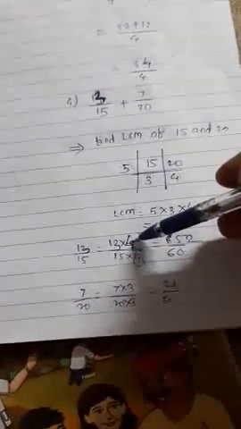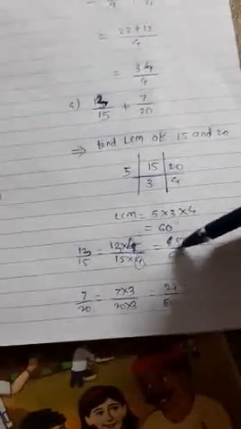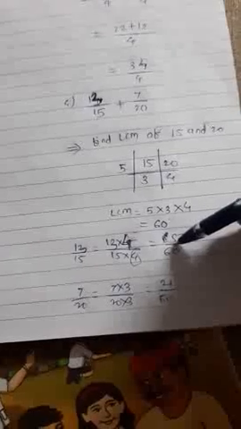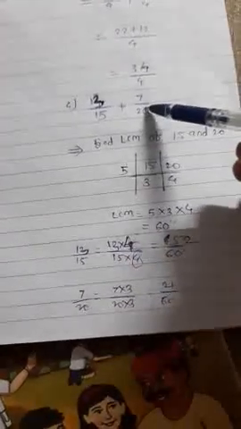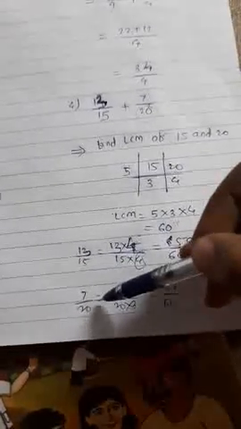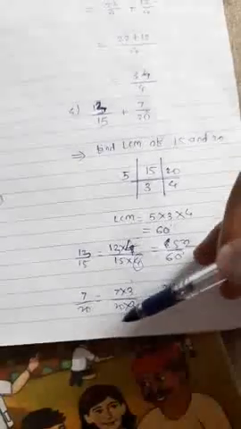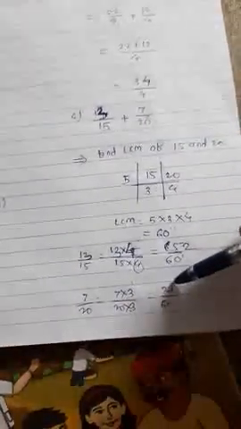13 into 4 is 52, and 15 into 4 is 60. So we made this denominator 60. Now for the second number also we will see how to make the denominator 60. 7 divided by 20, it will be 20 into 3, which gives 60. So as here we have multiplied by 3, upside also we have to multiply by 3. So 20 into 3 is 60 and 7 into 3 is 21.